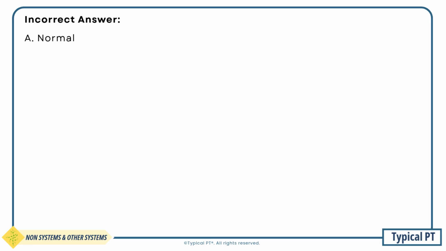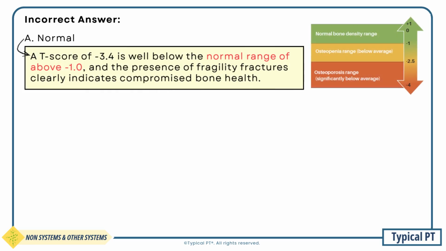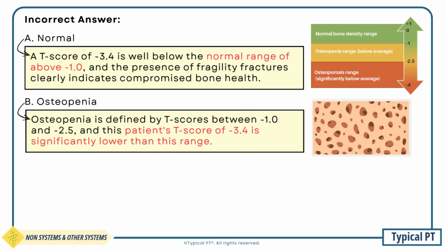Answer choice A is incorrect because a T-score of -3.4 is well below the normal range of above -1.0, and the presence of fragility fractures clearly indicates compromised bone health. Answer choice B is incorrect because osteopenia is defined by T-scores between -1.0 and -2.5, and this patient's T-score of -3.4 is significantly lower than this range.